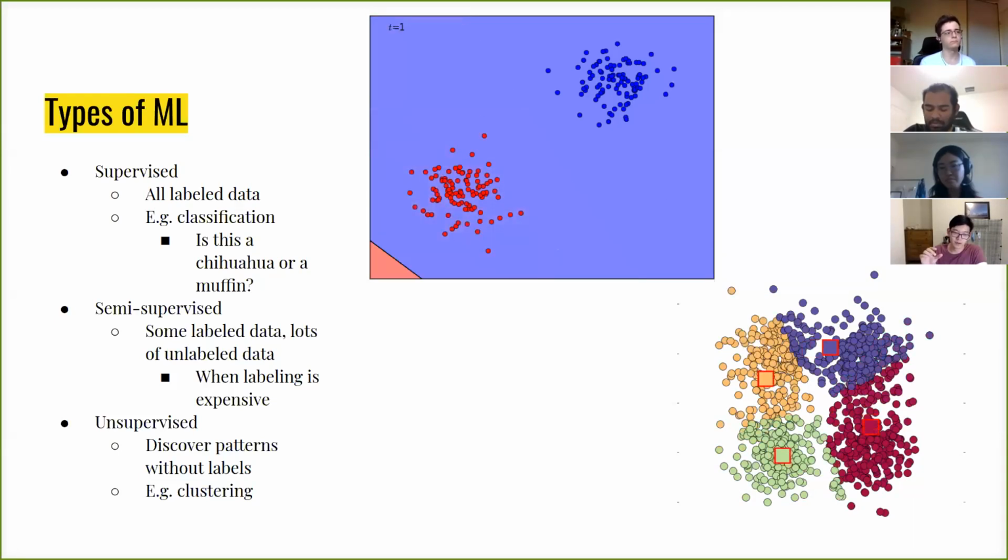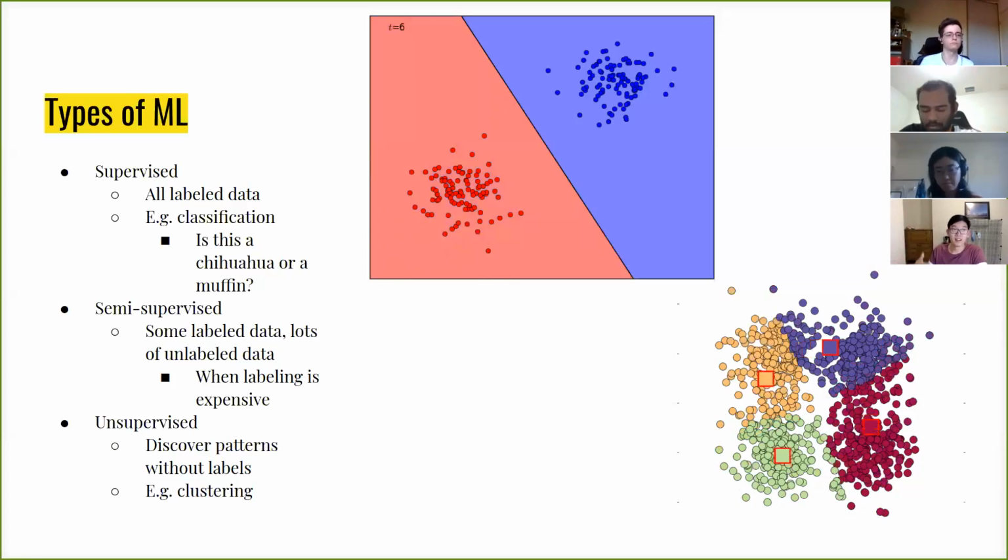Then for semi-supervised learning, you can see in this bullet point, especially when labeling data is very expensive, then maybe you only have enough money to label some of the data. And then you want to employ an algorithm which can use this semi-labeled data set along with all the rest of the data in order to learn a better model.